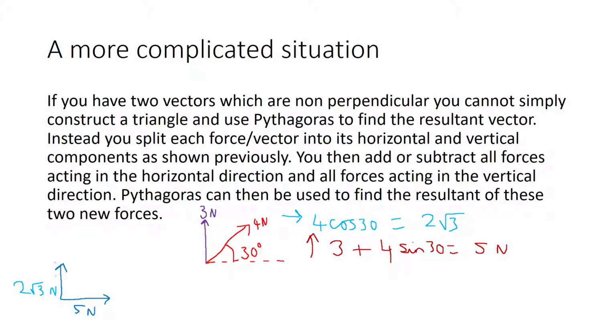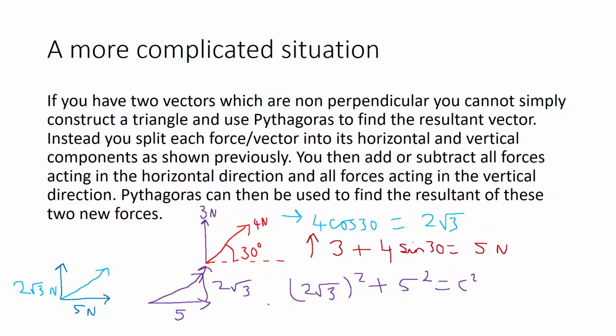And now we can form a vector triangle and use Pythagoras to find the resultant. So find the resultant of this, the resultant will look something like that. And we can form a vector triangle. This one comes up here, and this one comes over here like this. So this is 2 root 3, this is 5. Using Pythagoras, 2 root 3 squared plus 5 squared equals c squared.